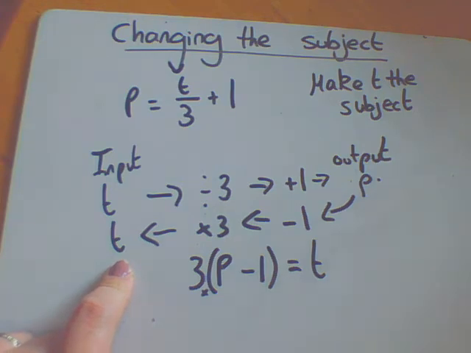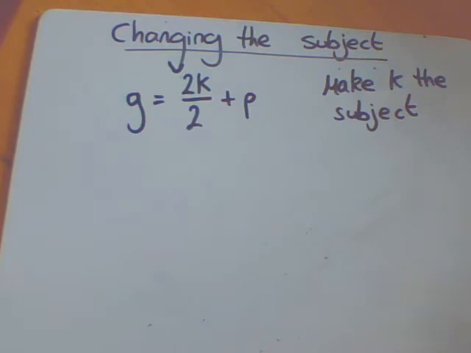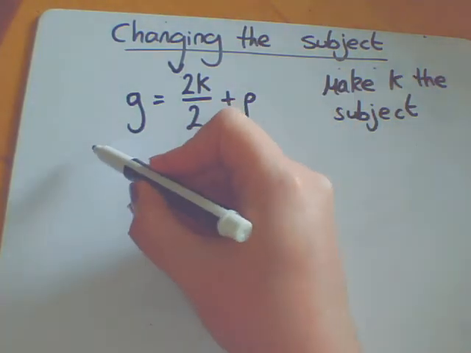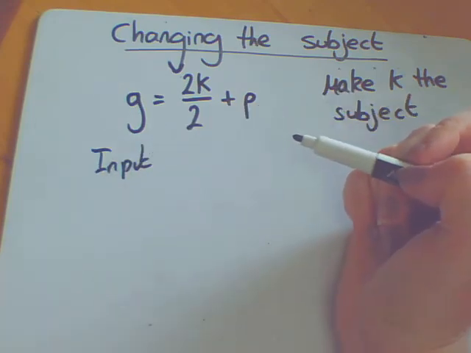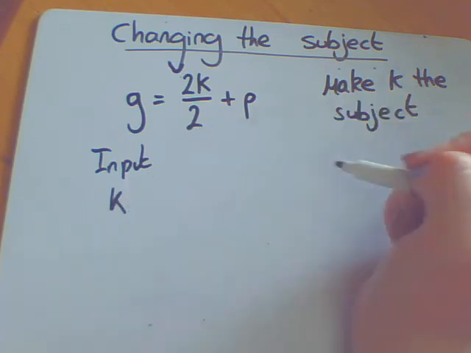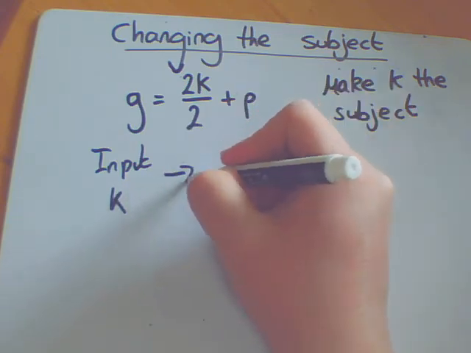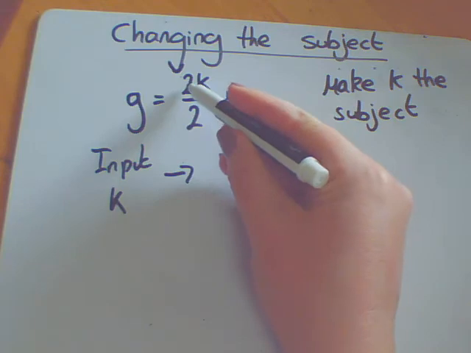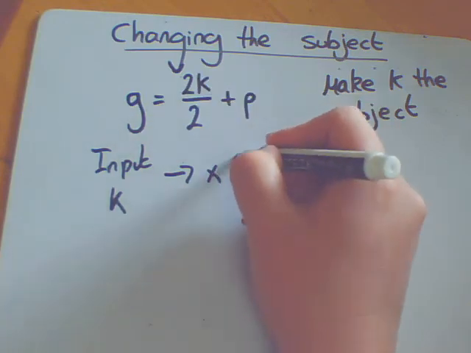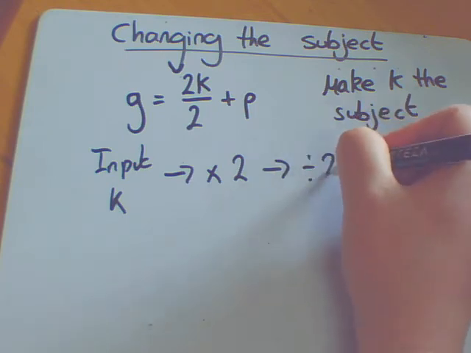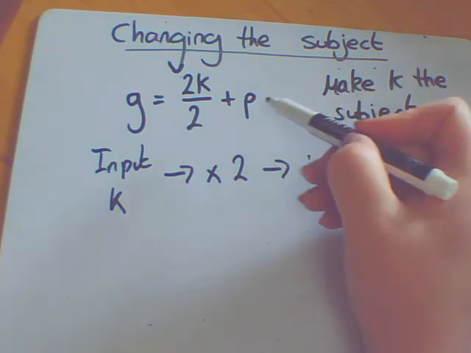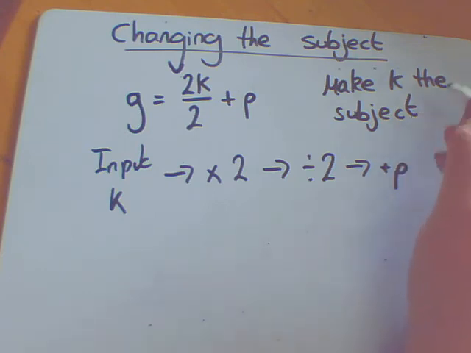Let's have a go at one more. Okay, so again, I kept it as a fraction again. So let's create our function machine. So what do you think your input is going to be? That's right, it should be k. To that, I have multiplied it by 2 first of all, then I divided it by 2, so you'll see this one's actually got an extra step in it, then I added on p, and that gave me my output of g.